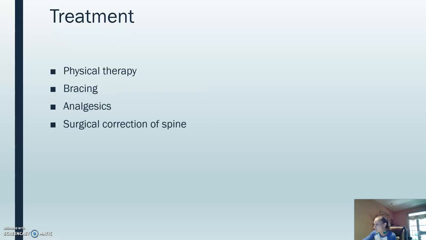Treatment would include physical therapy. Some people may need to wear a brace on their back. If there's pain involved, we may prescribe analgesics. And then the most severe cases would have to be corrected surgically.